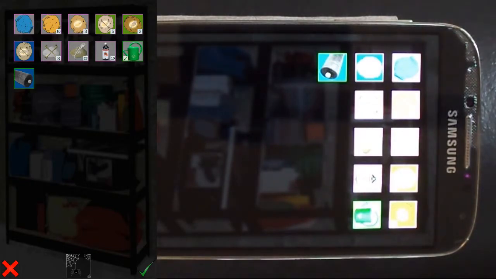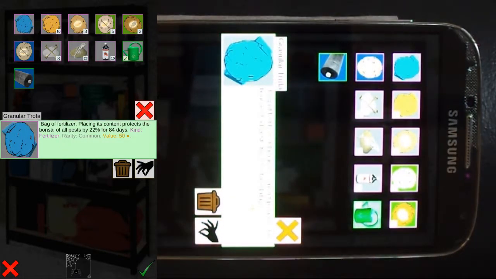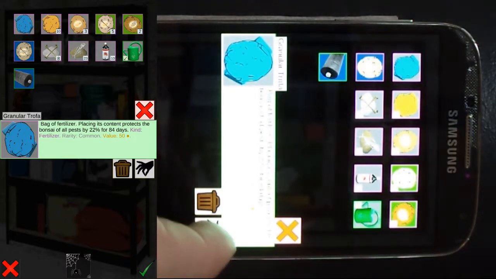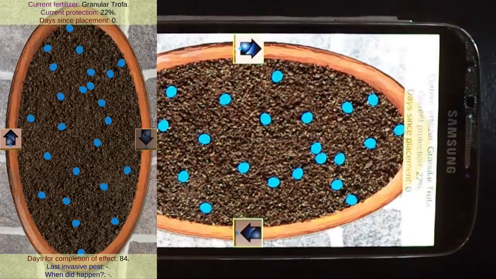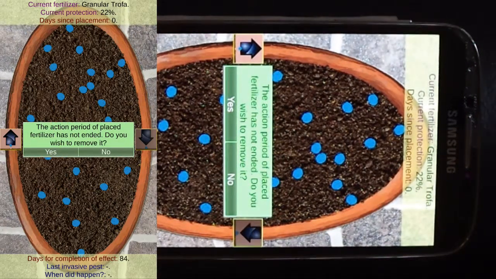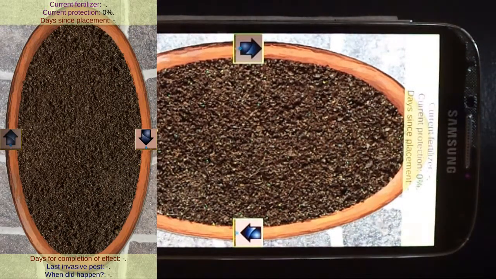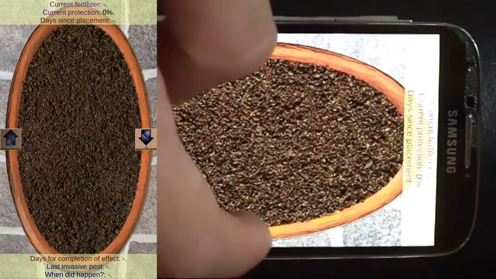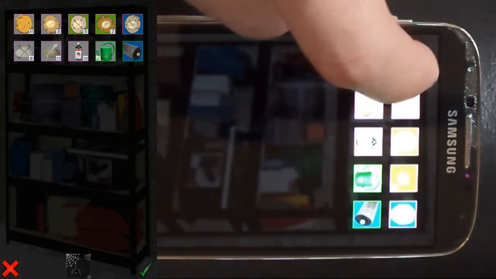I'm going to show you how to put a fertilizer. In this particular case, this is not an organic one. This is an artificial fertilizer. There you are. So this fertilizer is the most common of all the fertilizers. It protects you for a long time, but covers few defenses.